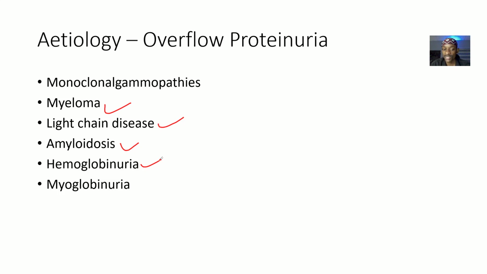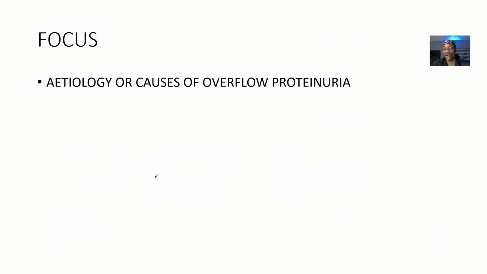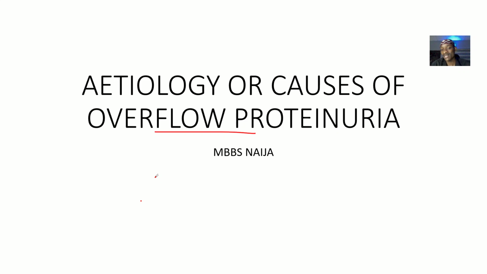It can also occur due to hemoglobinuria and myoglobinuria. Myoglobinuria is myoglobin found in urine. Hemoglobinuria is hemoglobin found in urine. So all of these conditions I listed can be possible causes of overflow proteinuria.